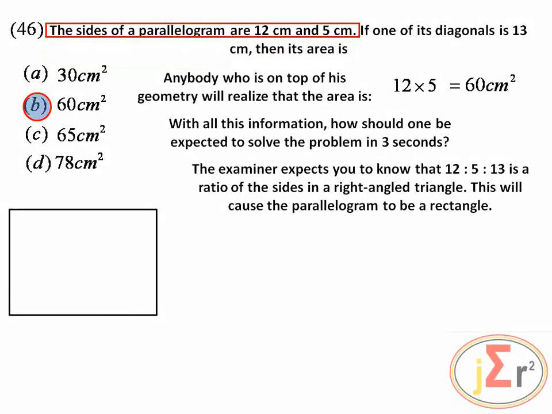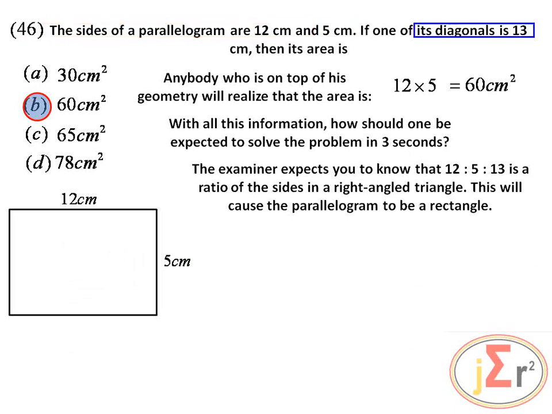So there we have our rectangle and the sides of a parallelogram. We are just saying that it is a rectangle because we know for sure that it is. Not only that, we will prove in a short while that the parallelogram is actually a rectangle. So the sides of a parallelogram are 12 centimeters and 5 centimeters. So we'll put those right there. Its diagonal is 13 centimeters. So put the diagonal in, it is 13 centimeters.